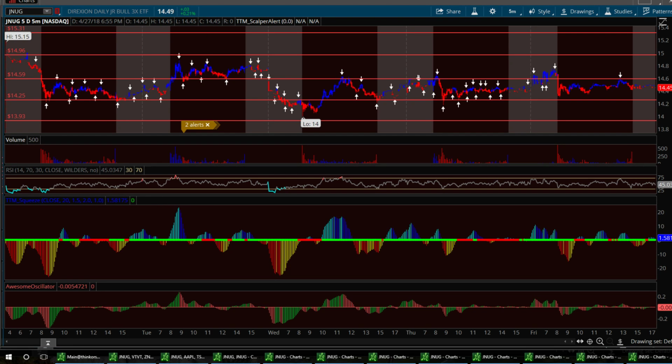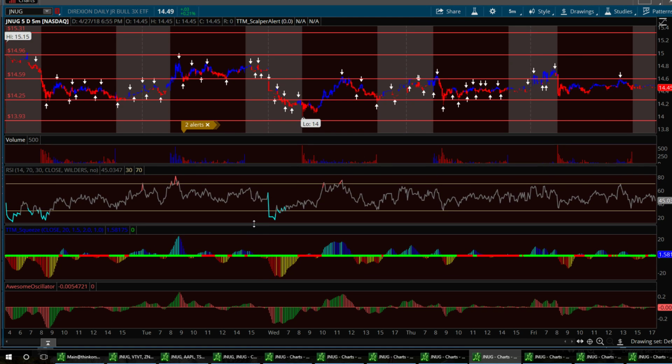The Awesome Oscillator is an indicator used to measure market momentum. It calculates the difference of a 34-period and a 5-period simple moving average, SMA. The SMAs that are used are not calculated using closing price, but rather each bar's midpoint. So I like to keep that on here. It helps me define a little bit more of an exit and entry point of a stock.